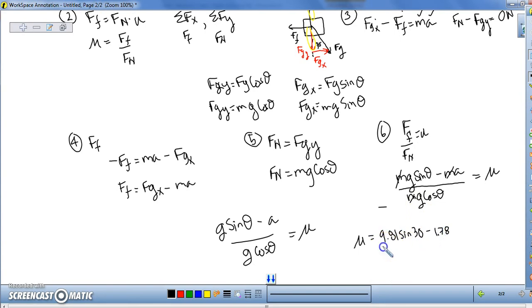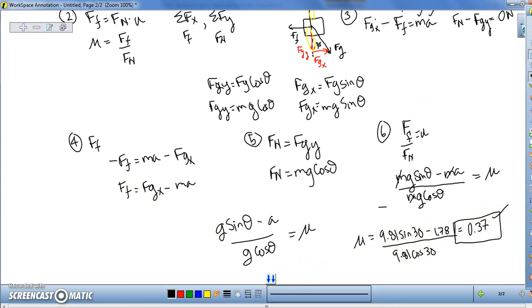1.78, like that. And then this is g cosine. 9.81 times sine 30 minus 1.78 divided by 9.81 times cosine 30. And our answer is 0.36, 37 if you round. That's good news because it seems reasonable, since it's between 0 and 1. So that's a good way you could check your answer.